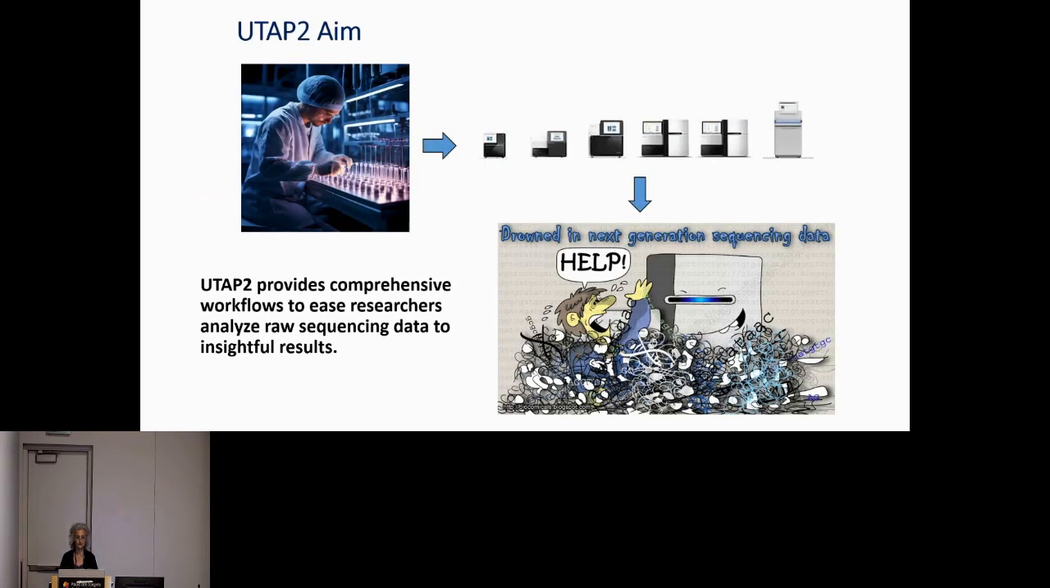Many research questions require the use of NGS technology. UTAP2 provides comprehensive workflows to help researchers, even those without bioinformatics skills, to analyze millions of sequences to insightful results. Providing the means for students and researchers to analyze their data also spares us time at the core facilities to focus on advancements and challenges in the field.